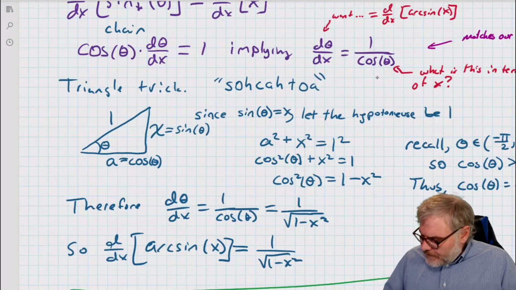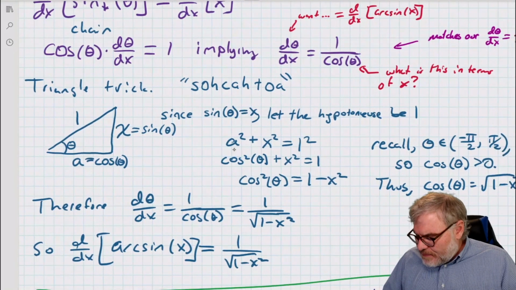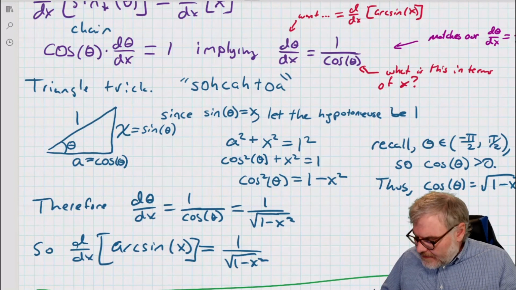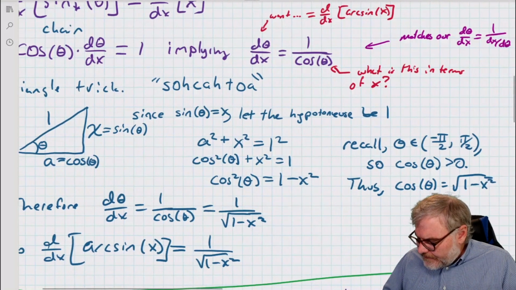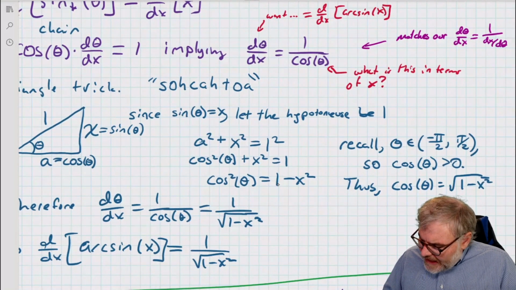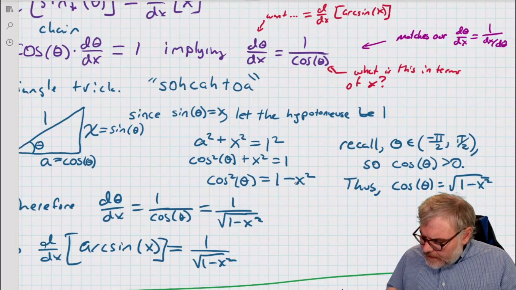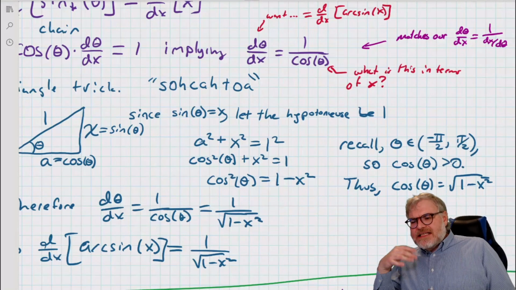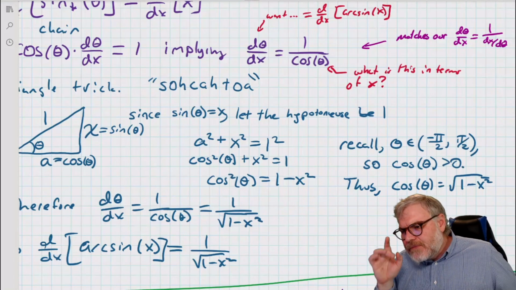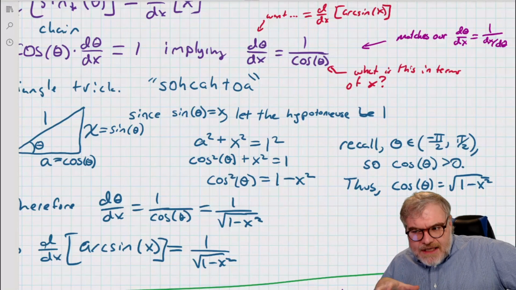I want the cosine. So what I'm going to do is say, okay, that means that a squared plus x squared equals 1 squared, right? That's the Pythagorean theorem. And that gives me that cosine squared plus x squared equals 1. Well, that's fun. So now I get 1 minus x squared on the right-hand side. Now, if I take the square root, I'm going to have a little issue here, right? Do I want a positive square root or a negative square root? Or do I have both? Should it be plus or minus, right?